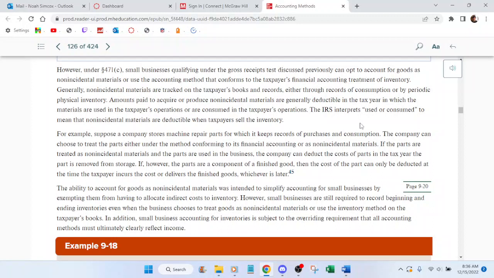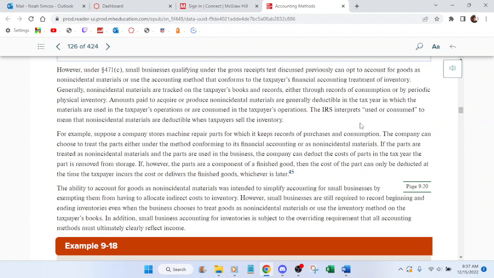If the parts are treated as non-incidental materials and the parts are used in the business, the company can deduct the costs of parts in the tax year the part is removed from storage. If, however, the parts are a component of a finished good, then the cost of the part can only be deducted at the time that the taxpayer incurs the cost or delivers the finished goods, whichever is later.